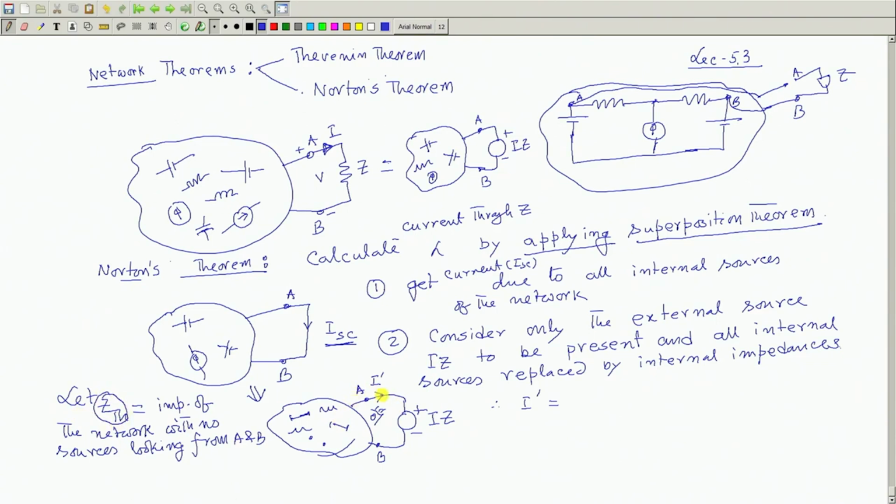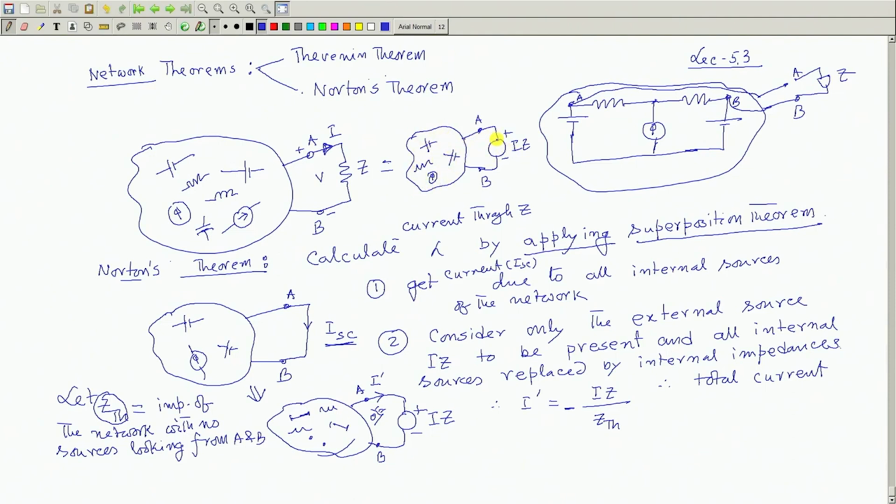So, what will be the current? This I dashed will be then I Z divided by Z Thevenin's with a negative sign, because current flows this way. So, I have calculated this current I dashed, it will be this. Therefore, total current when all the sources are present, when all the sources are present means this I Z is present and all these internal sources are present.